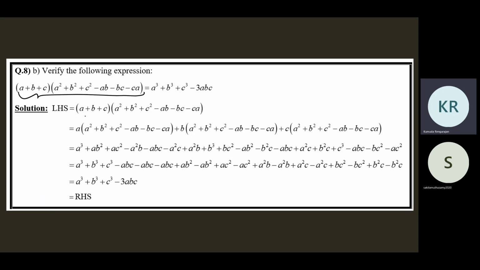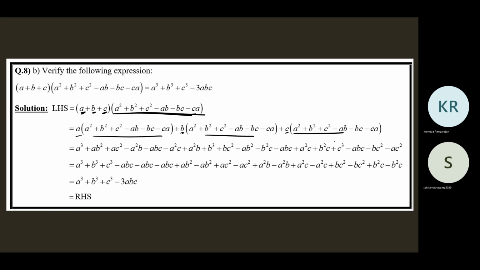So this is the left-hand side. So how do you simplify this? This is a product. It's a product of 2 expressions. So how do you multiply? First term A into the second bracket. Here, the first term A multiplied by the second bracket. The second term B multiplied by the second bracket. The third term C multiplied by the second bracket.